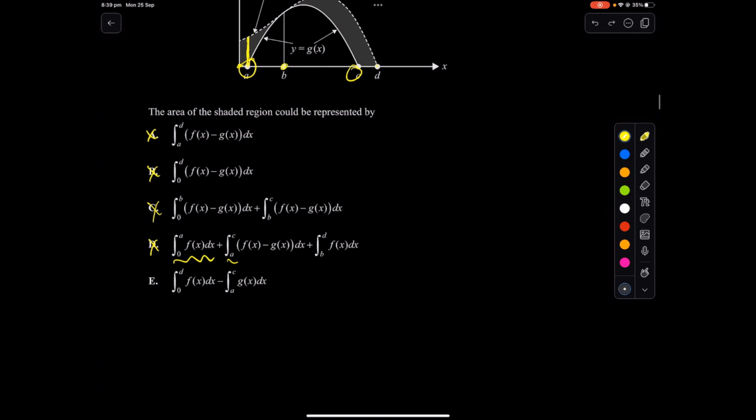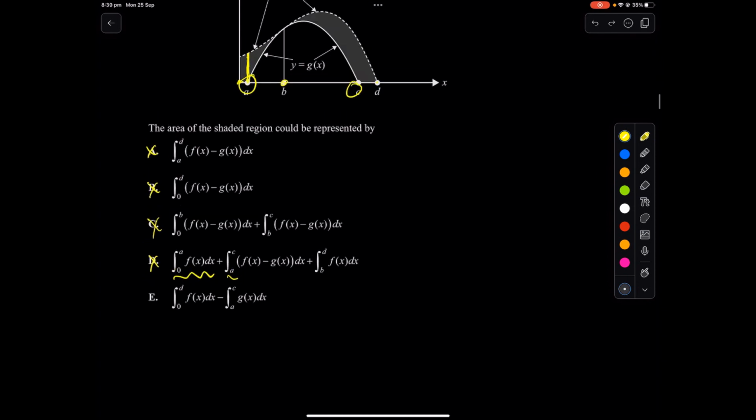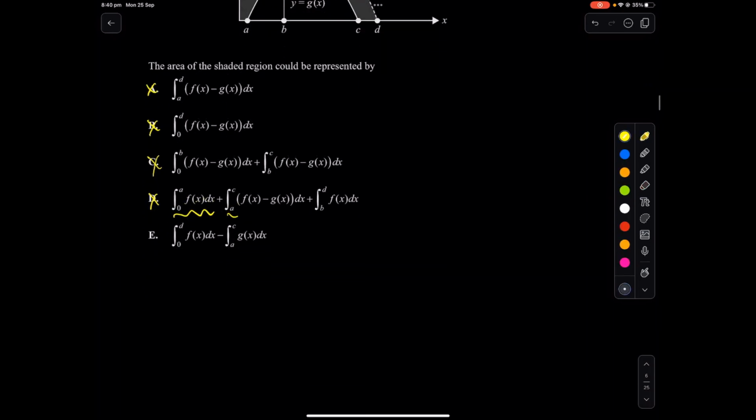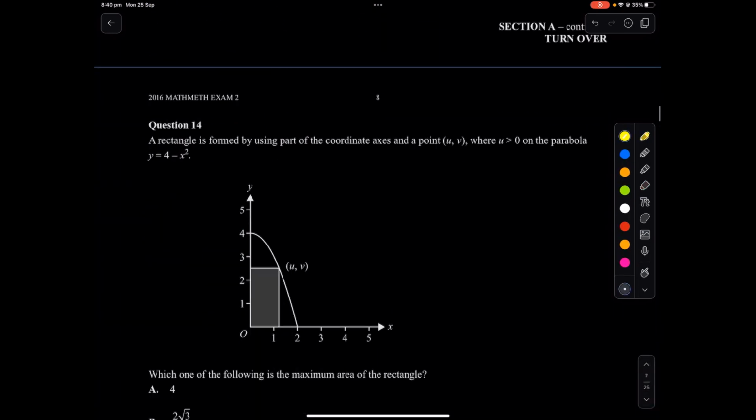Next question. 0 to D. So let's look at that one. So 0 to D, from here to here, f of x. So we're saying we find the whole area minus the area from A to C. So we minus this area from it. And that should give us the actual area, the shaded region. Yeah, this one makes better sense than all of them. So choose E.